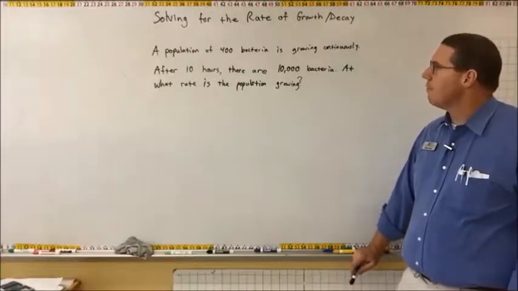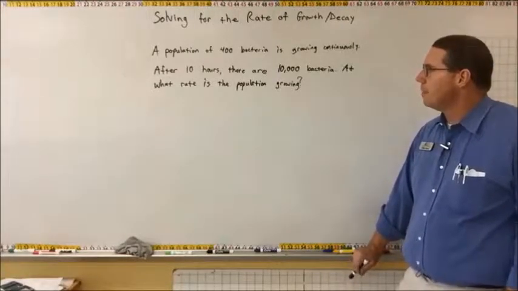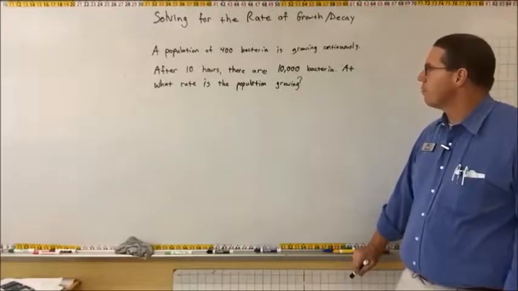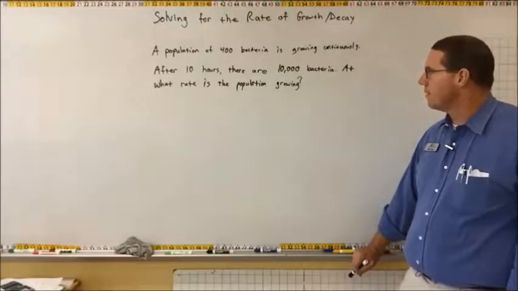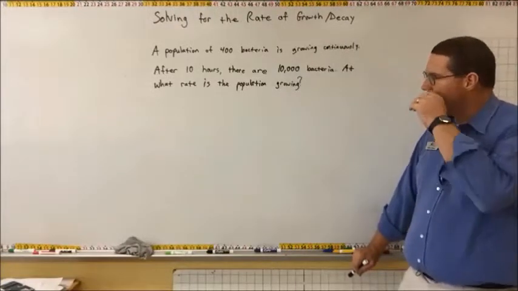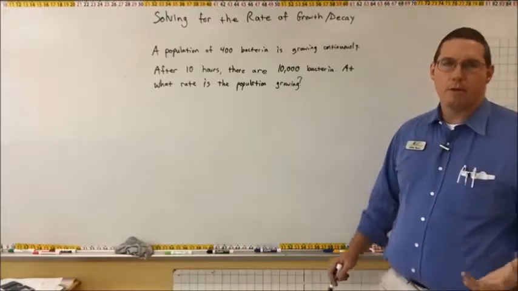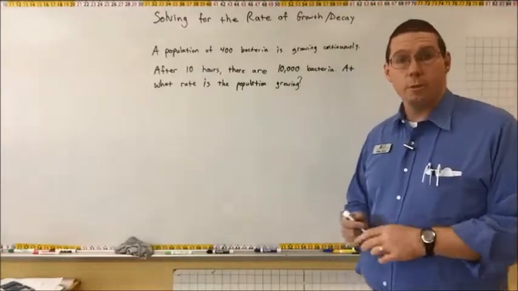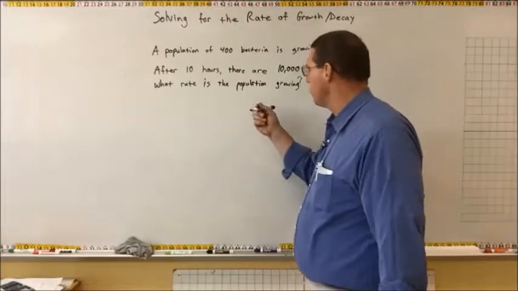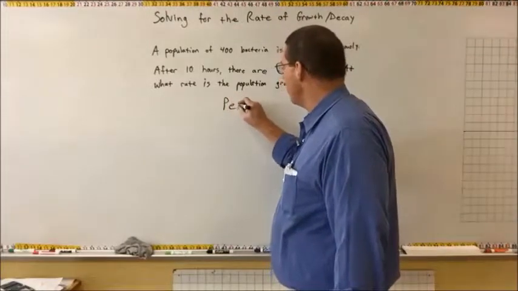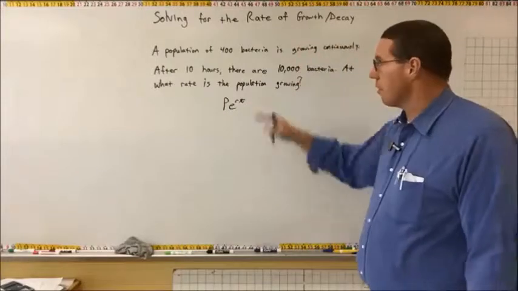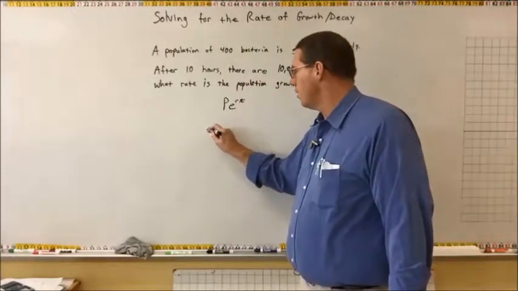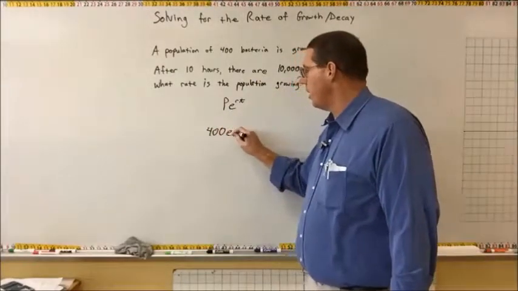So here's what we have. We have a situation. We have a population of 400 bacteria that is growing continuously. After 10 hours, there are 10,000 bacteria, and we want to know at what rate the population is growing. So here, we're going to use our continuous growth formula, which is the Pert formula: P times e to the power of r times t. Well, we have the starting value, which is 400, and we know that we're going to put in an e.